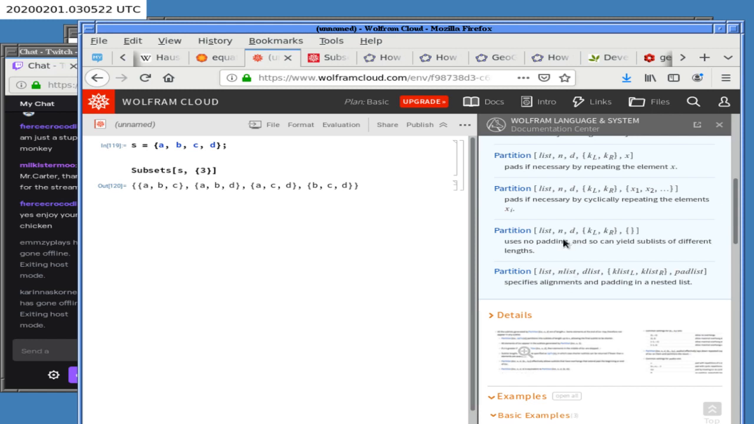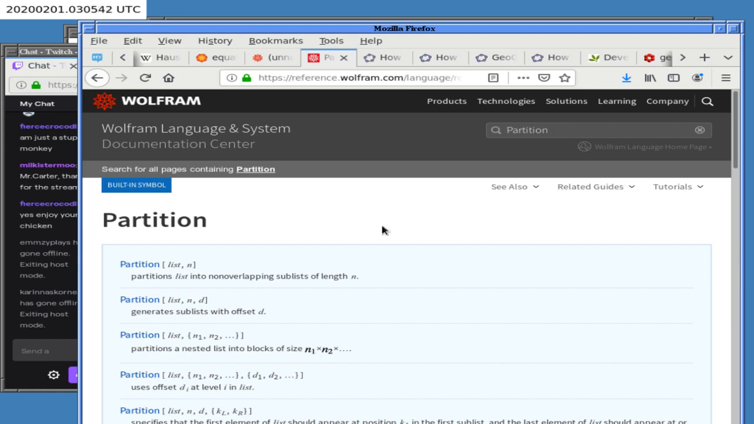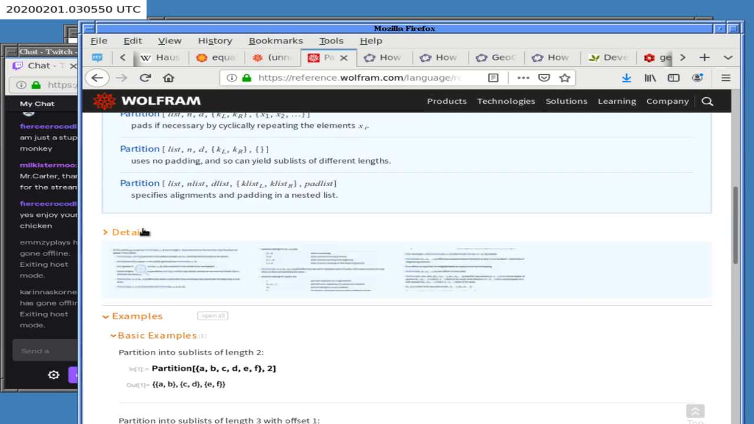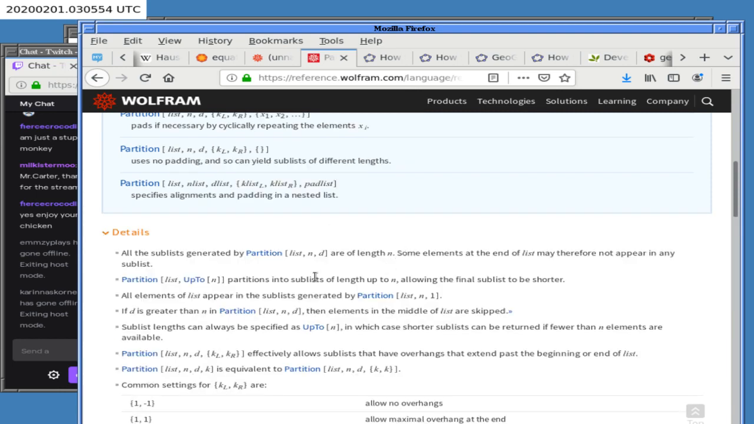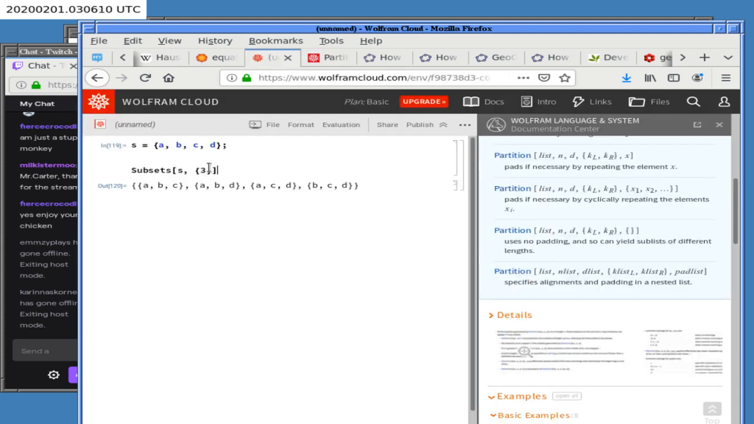So this form here uses no padding. This might be worth looking at. Let's go over here and look at partition. If it's not the right one, then one of the other functions that's very similar to partition might do what we want. And if not, we do have the ugly workaround of just using the difference function. Okay, so let's go look at some details and examples. That's interesting, that seems to be right up our alley. So we might want partition S up to 3.